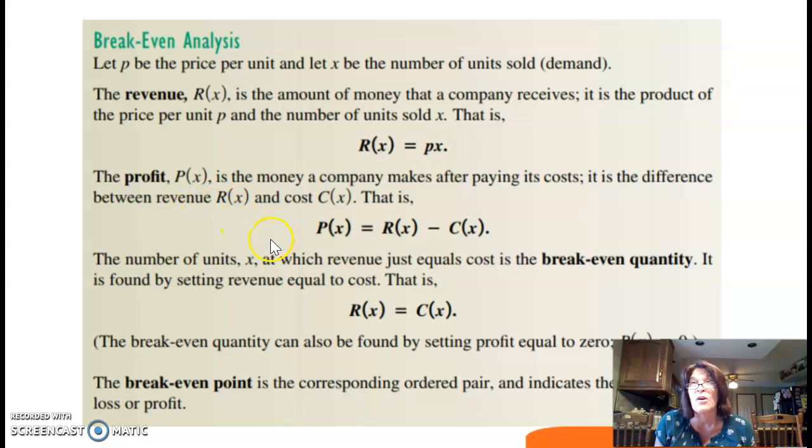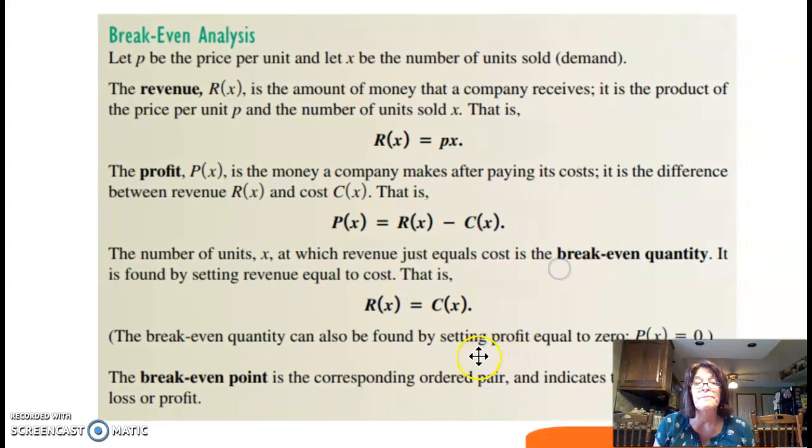I bought the lemonade, I bought cups, I bought stuff to make a sign, whatever all that was. The profit is the revenue minus the cost. So you have to know the difference between revenue and profit. Profit is revenue minus cost, and revenue is always just price times the number of units. The number of units at which the revenue equals the cost is called the break-even quantity.